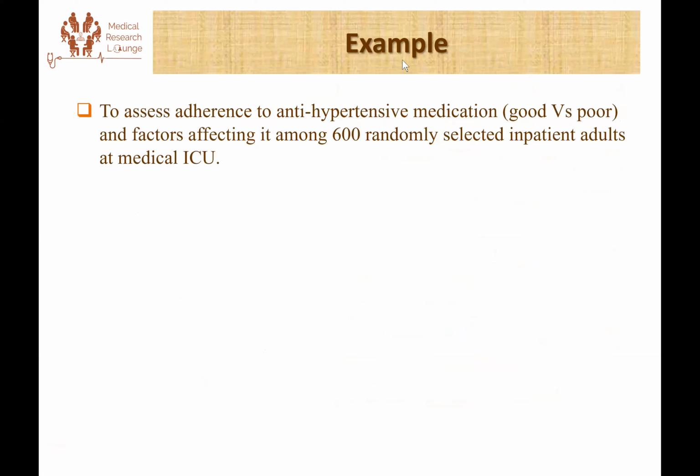So this is an analytic cross-sectional study, right? The authors wanted to assess adherence to antihypertensive medication, which is measured as either good or bad. So it's a binary outcome. And they wanted to see the factors that affect adherence among 600 randomly selected patients. Since it says 600 randomly selected patients, it does not classify them into any groups, either cases or controls, exposed and unexposed, but it's analytic in nature because it is trying to assess factors. So it definitely is an analytic cross-sectional design.